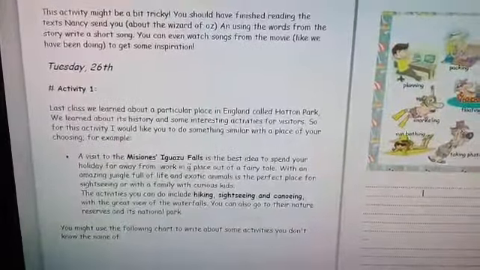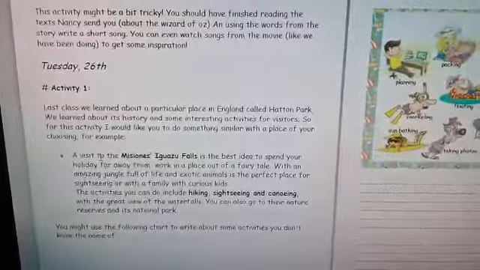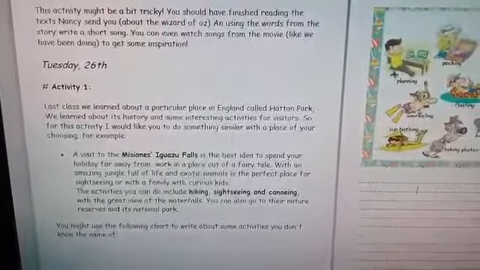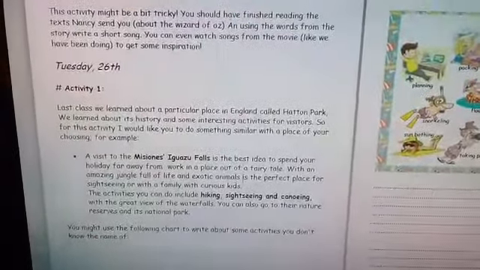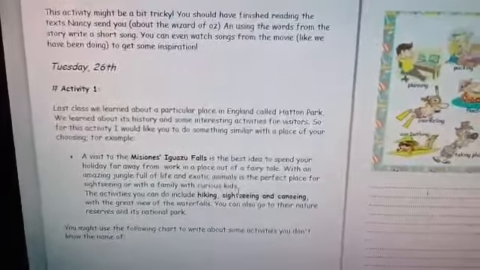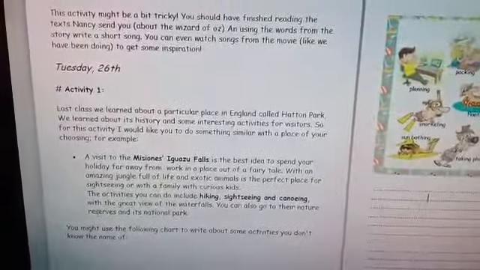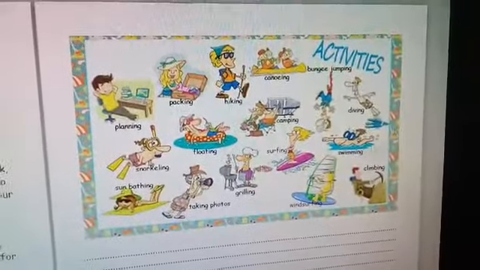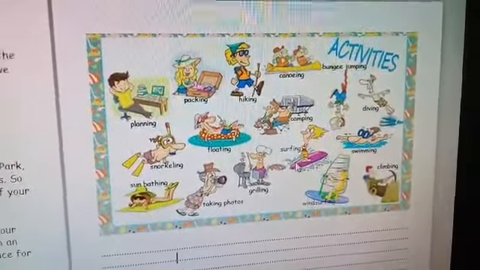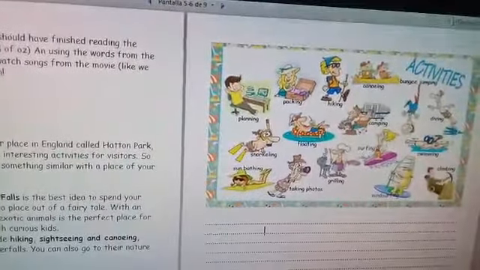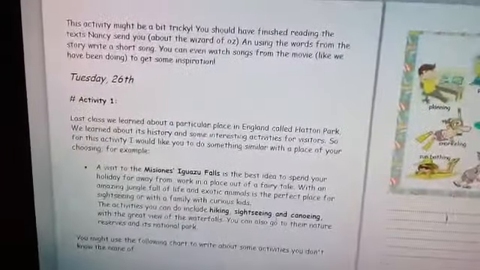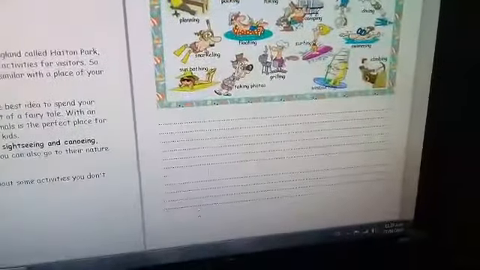A visit to the Misiones Iguazu Falls is the best idea to spend your holidays far away from work in a place out of a fairy tale. You basically have to write a recommendation to the place, mentioning some activities. You can use this chart to get ideas: surfing, windsurfing, climbing, swimming, diving, canoeing, hiking, packing, which are holiday activities for you to write a short recommendation. You have the space here.